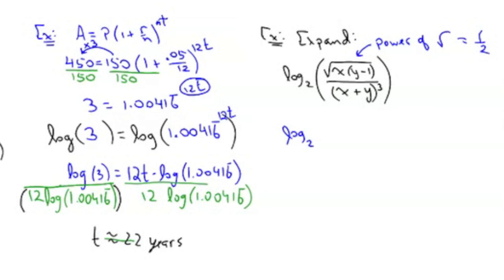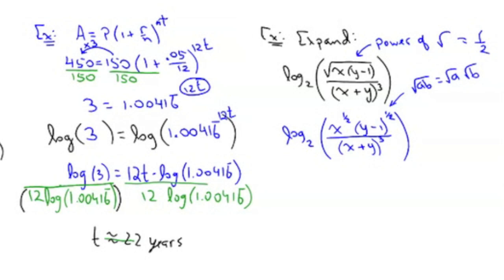So log base 2, and if you have a square root of a product, can't you separate it? Because you want to keep these terms as separate as possible. So write it as x raised to the half, y minus 1 raised to the half, over x plus y raised to the third. This part here is using the rule that the square root of AB is the same thing as the square root of A times the square root of B, assuming that A and B are positive numbers to begin with. So we're assuming that x and y minus 1 are positive values.